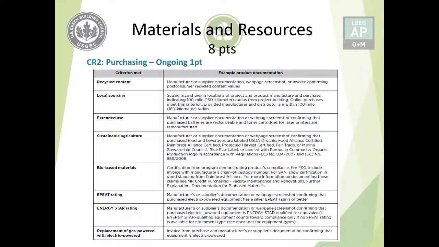This is a good example of how the product documentation can be submitted, or what can be submitted as a compliant product for the criterion met. We know recycled content, local sourcing, extended use, these are all acceptable criteria for the purchasing of ongoing materials. Usually the manufacturer or supplier documentation is enough if it is available, or even a webpage screenshot mentioning the criterion met, or any invoice confirming the recycled content, extended use or bio-based materials. So all of these can be accepted as compliant purchases and can be submitted as documentation.